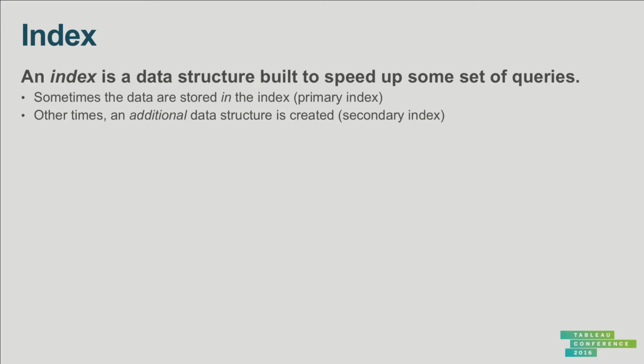An index is a data structure that's built to help speed up some set of queries. Sometimes the data are stored in the index. We call that a primary index. The structure itself contains all of the data for the table. Sometimes we build it on the side. We say, here's the data, here's another data structure on the side, and we'll call that a secondary index. So the first question is, what is the index for the dictionary?